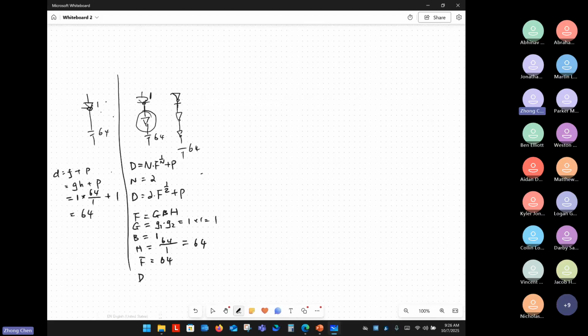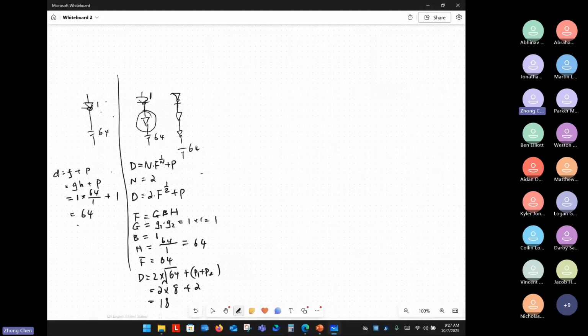So the D value will be 2 times the square root of 64, plus P. P will be P1 plus P2, which is 1 plus 1. So the value is 2 times 8, plus 2. So what is the delay time? The best delay time I can achieve for this design is 18.